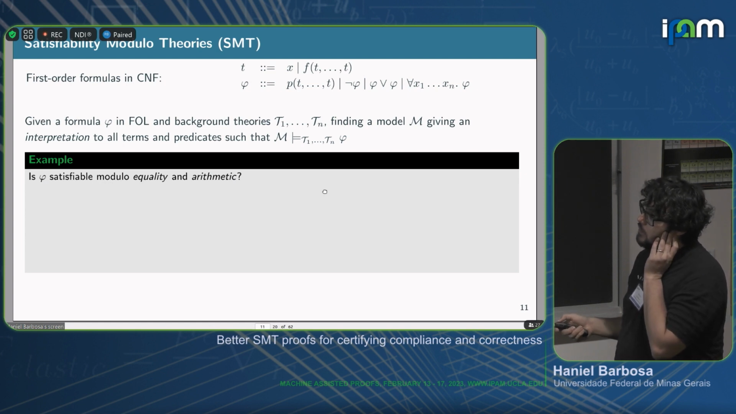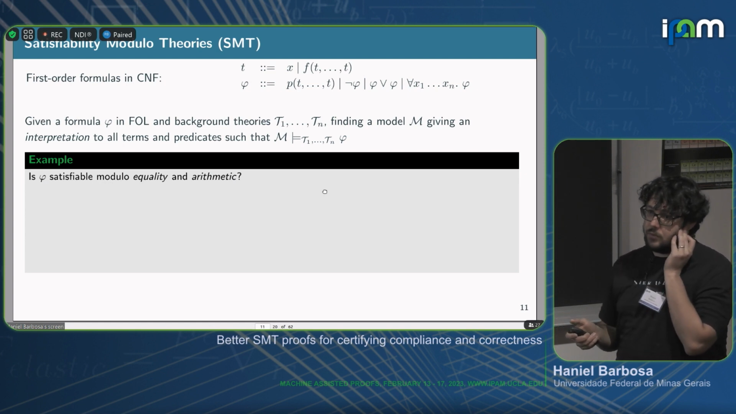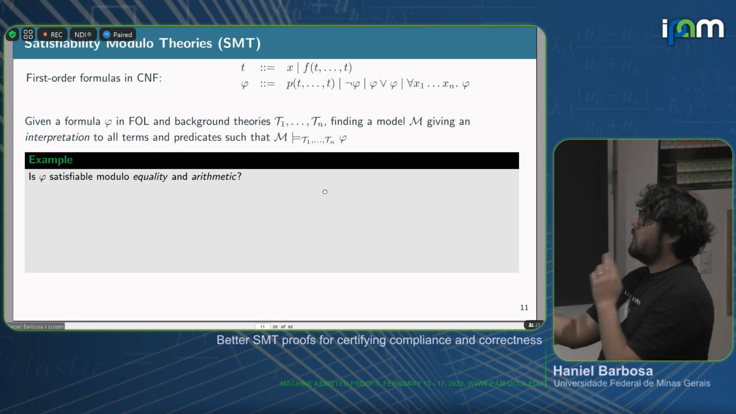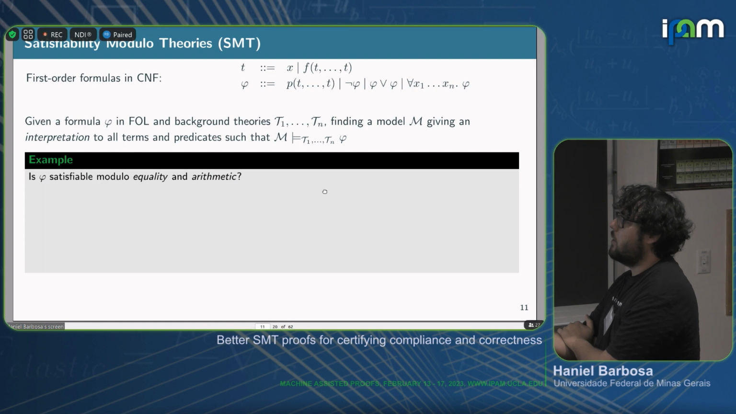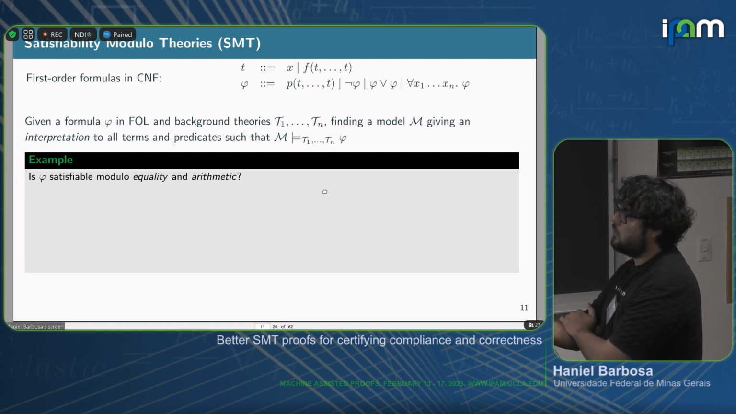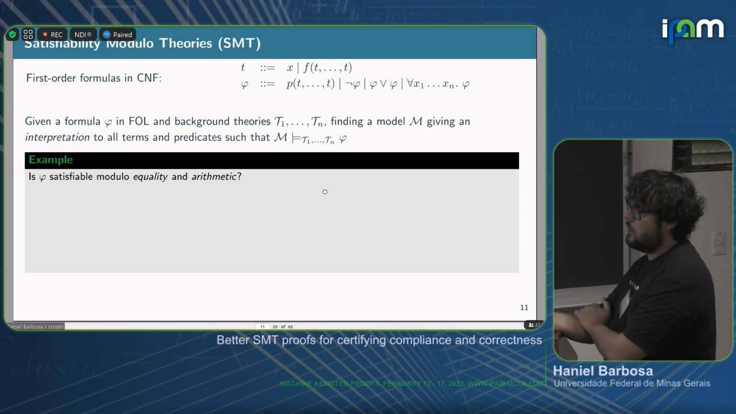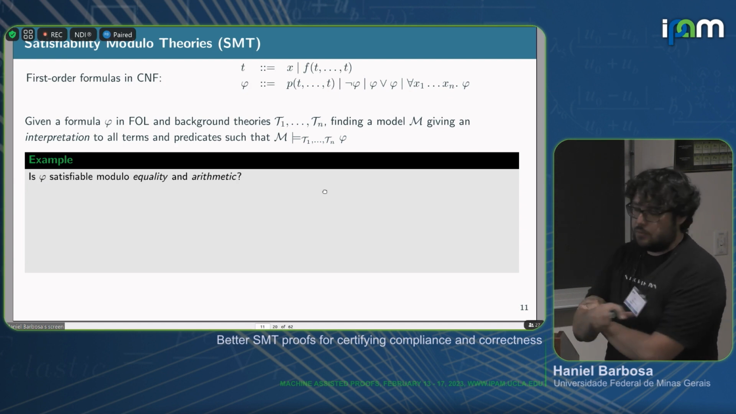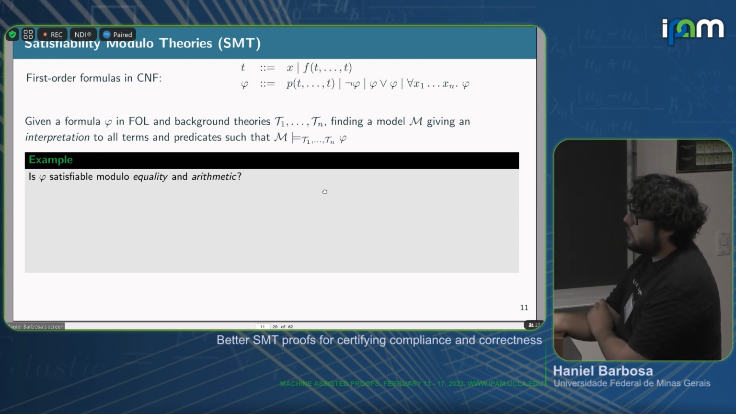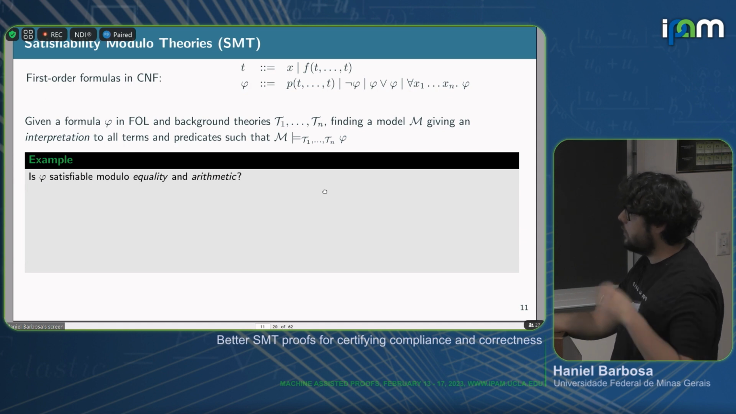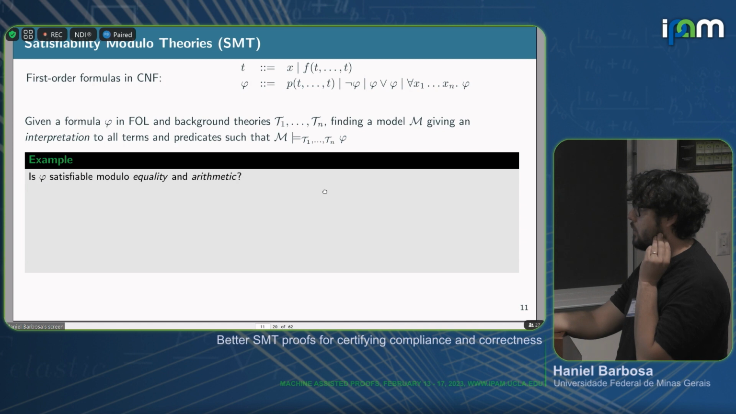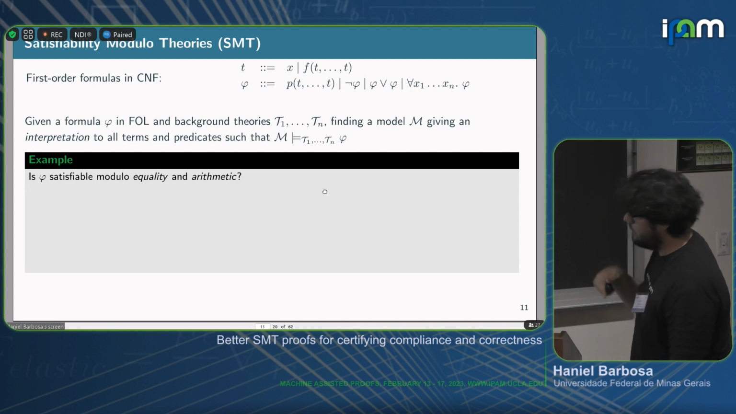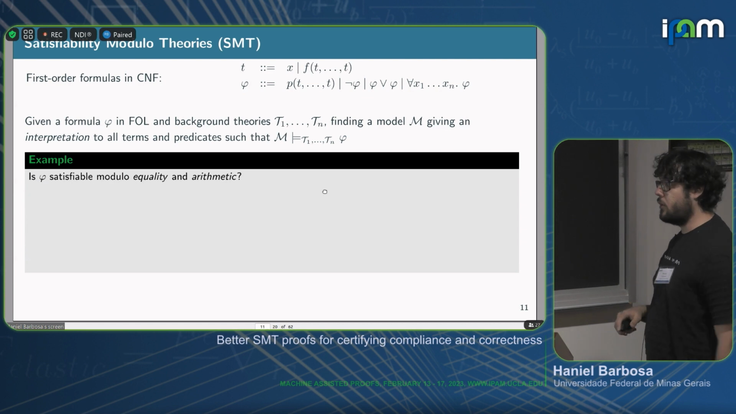So I am defining here now how I can write formulas in first-order logic. First I have terms. A term is either a variable or an application of a function over terms, where this t here is a variable that can be instantiated with this guy or this guy, right? Again, an inductive definition. And a formula is a predicate applied over terms, or the negation of a formula, disjunction, or a quantified formula, where I have a quantifier here with a list of bound variables that can occur bound in this formula. So this is a way of representing formulas in first-order logic.